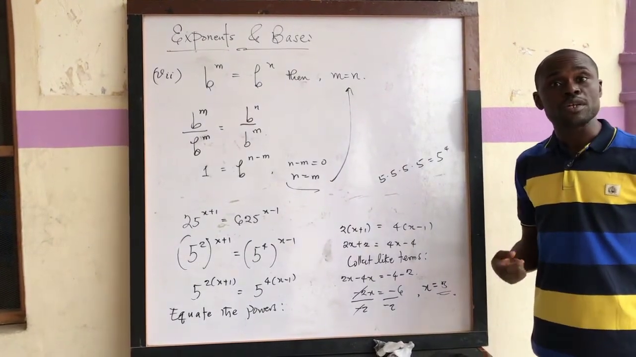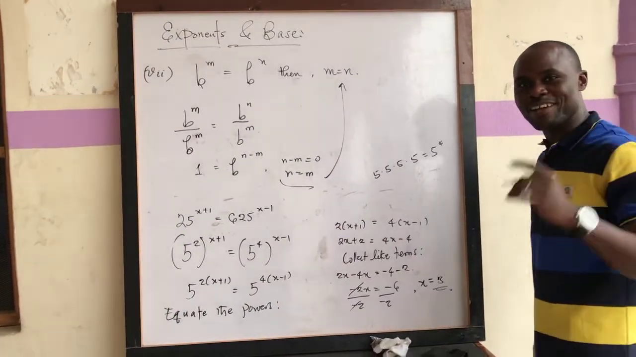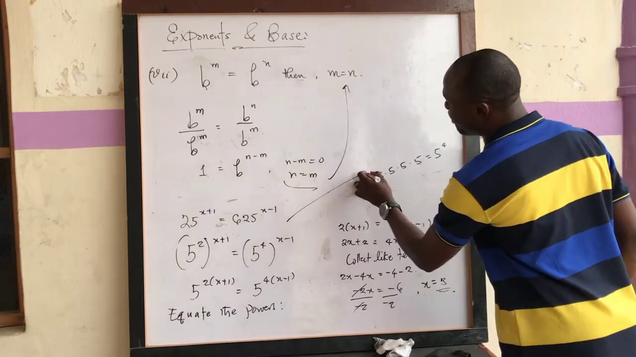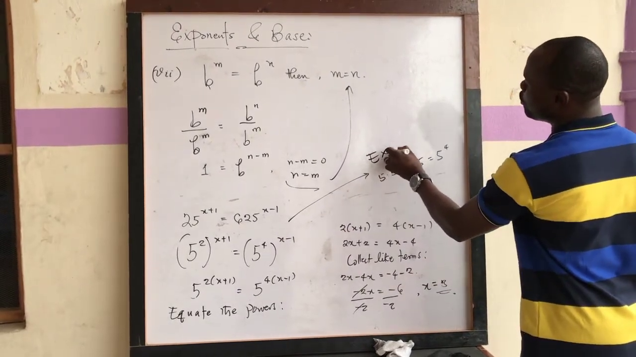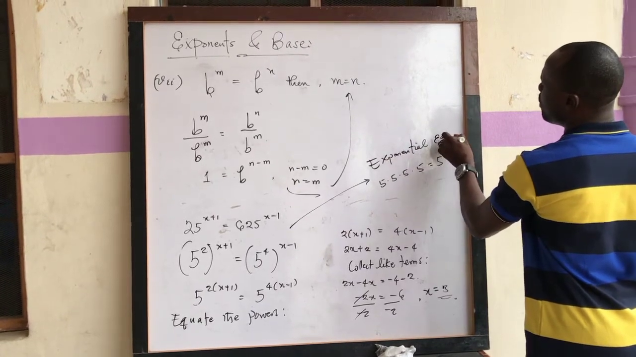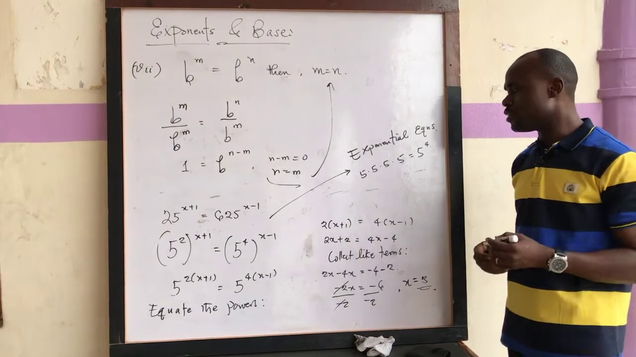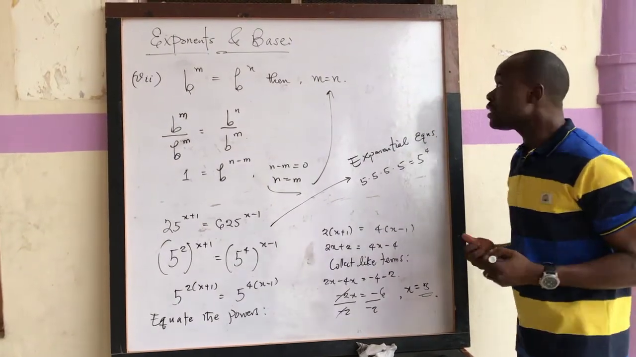So these are called exponential equations. Take note, I didn't want to start the topic by giving the big terms. So these are actually called exponential equations. Some texts will call it initial equations, so on and so forth. So that is how we deal with that.